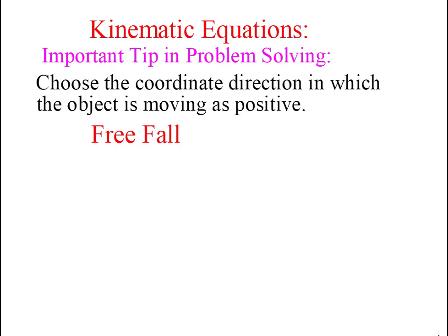If the object is thrown up vertically into the air, take upward as positive and down as negative. If you always choose the coordinate direction in which the object is moving as positive, then it will help you to tackle the problem at ease. So let us see a case of free fall.